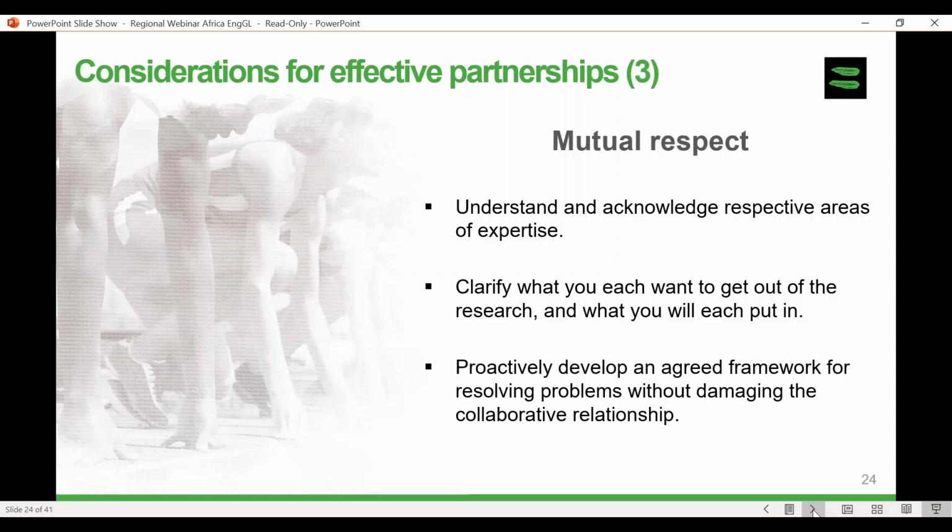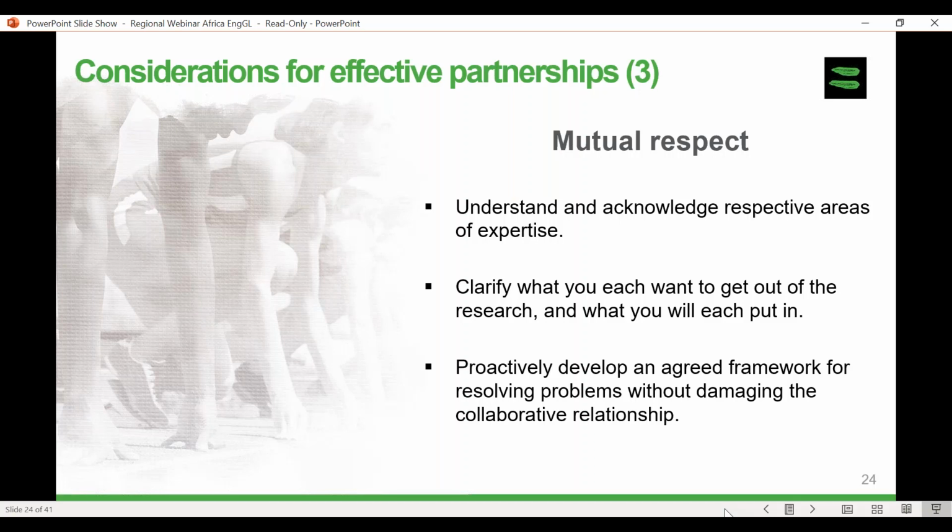So if we have a look then at mutual respect, we have spoken about what the parties have to contribute. So it's important that we understand and acknowledge the respective areas of expertise. Also, it's important to clarify what each want to get out of the research and what they want to put in. So how much time and effort are they willing to put into the research?